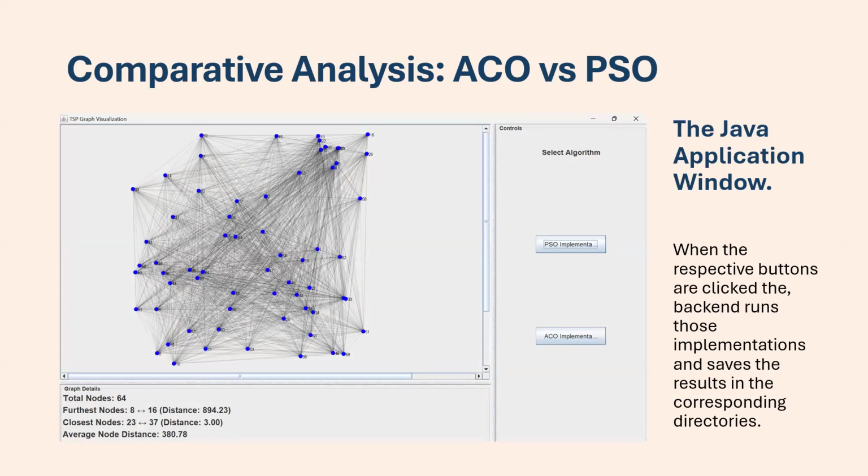This is the graph. There are 64 nodes. The maximum distance is between 8 and 16, that is 894.23 kilometers. The closest nodes are 23 and 37, that is 3 kilometers, and the average node distance is 380.78 kilometers. Here we have two buttons, select algorithm, PSO implement and ACO implement. When we click on those buttons, the respective algorithm runs.